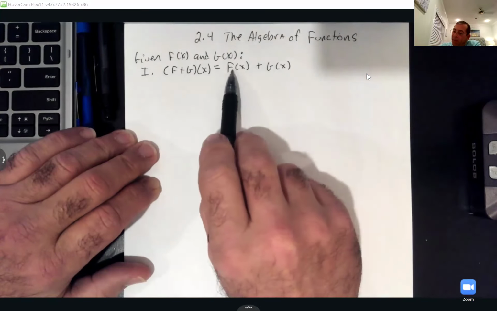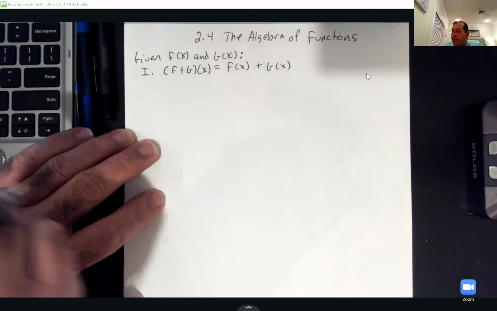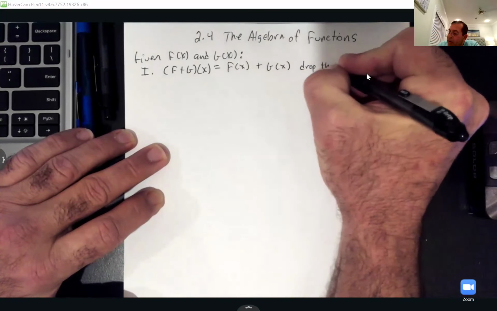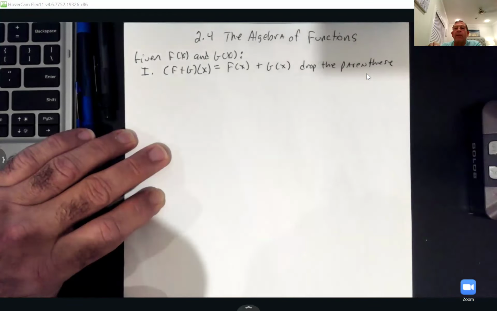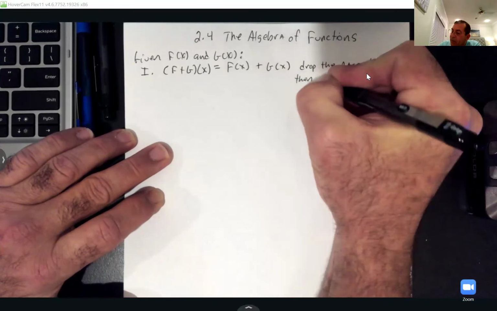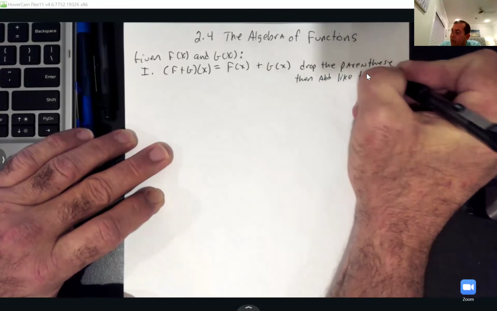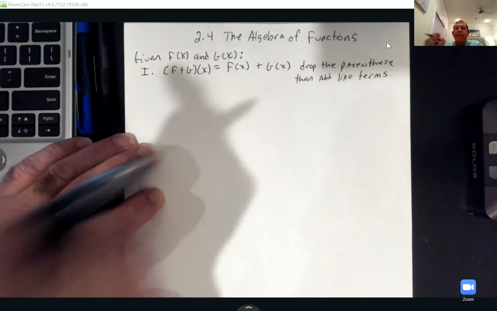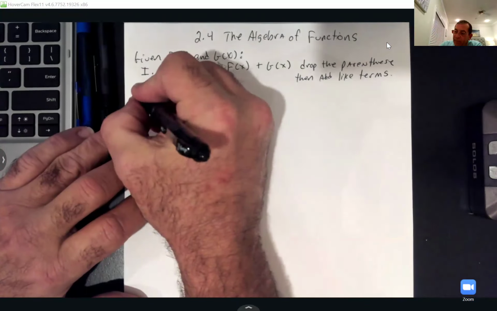Now, here's the thing. When you're adding two functions, I always start out by putting the functions in parentheses. So when we add the two functions, we're going to drop the parentheses, and then add like terms. That's all we can do when we're adding. Drop those parentheses, add like terms. Once we've added like terms, we're done.